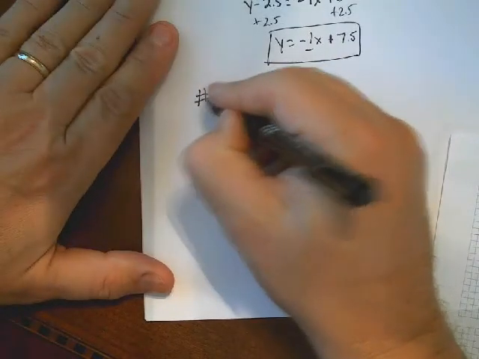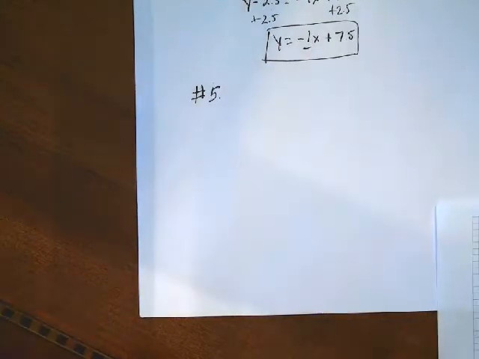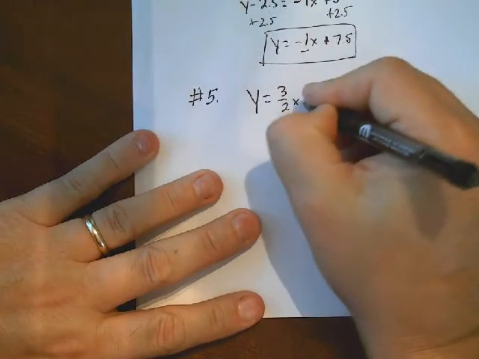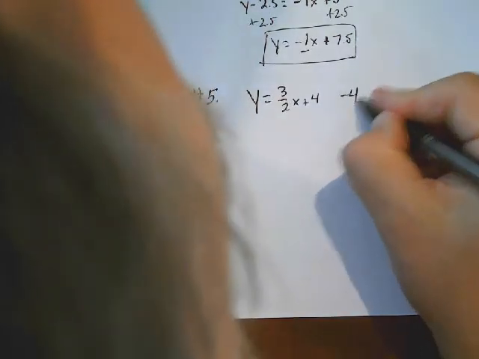Trying to get through this so it's not too long of a video for you, but you get a good glimpse of everything that we have to do. You know what? This is another parallel line. Well, we'll do it quick. It says the line which is parallel to y is equal to 3 halves x plus 4. So it's parallel to 3 halves x plus 4, and then that passes through (-4, 0).